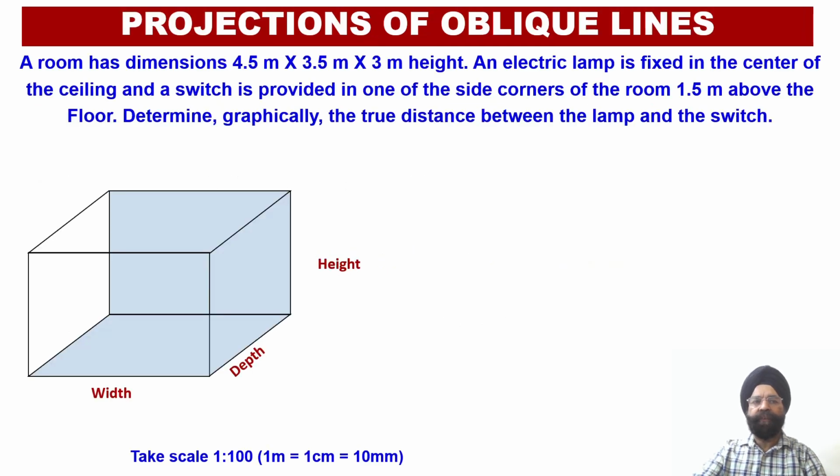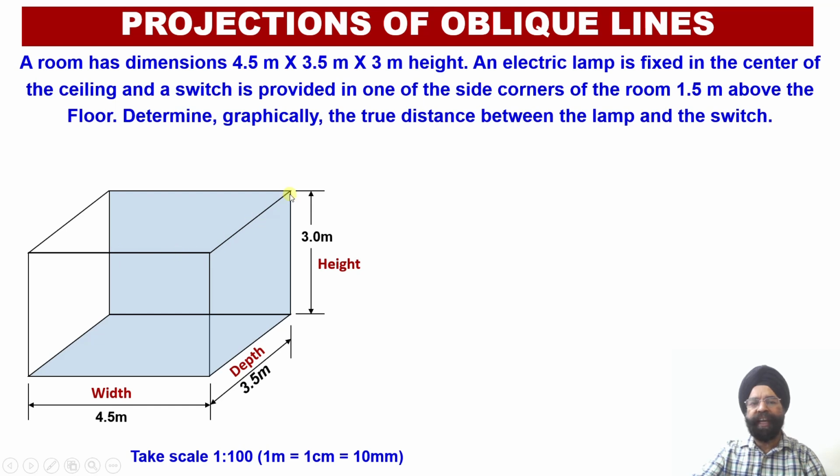Here we have a physical real life situation in which we have a room with the dimensions: width equal to 4.5 meter, depth equal to 3.5 meter, and height equal to 3 meter. Into this room we have an electric lamp which has been fixed in the center of the ceiling. So this is the ceiling or the top portion of this particular room.